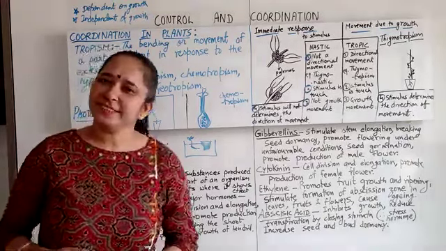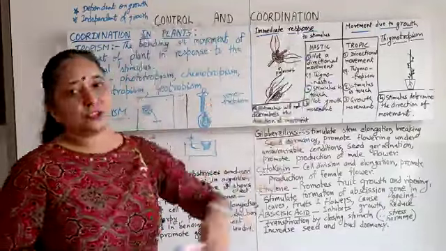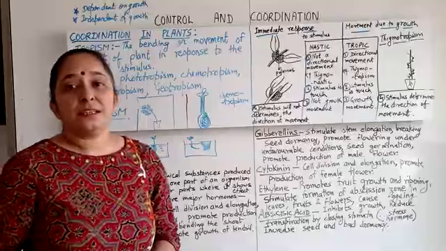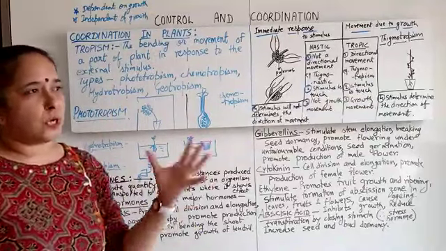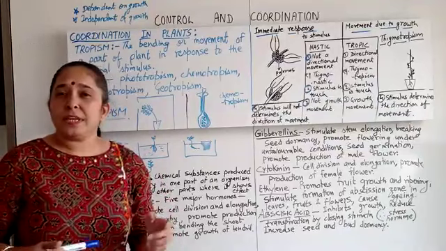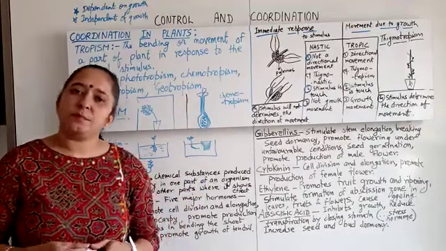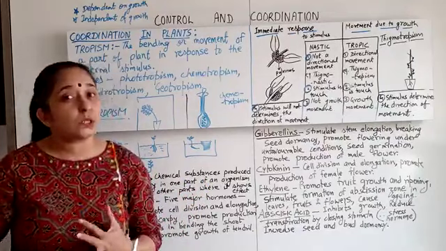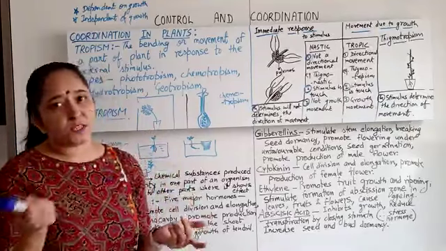Hello my dear students. So today we will learn about the control and coordination chapter, and under that the third subtopic, that is coordination in plants. So till now we have studied about the coordination in the animals. There we have studied that control and coordination in the case of animals is done by the nervous system and muscular system. But in the case of plants, they don't have nervous as well as muscular.